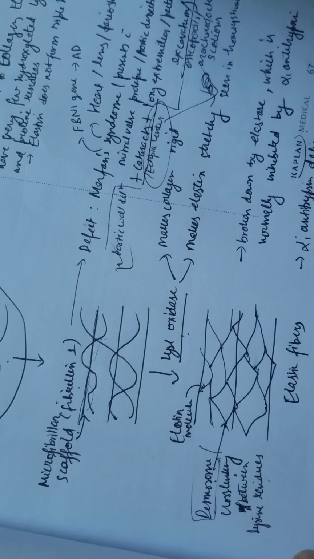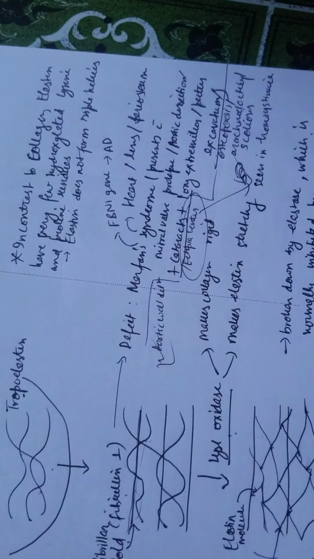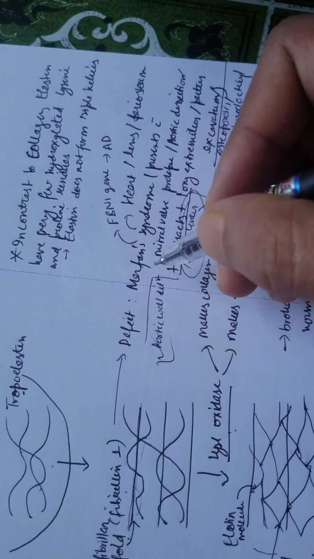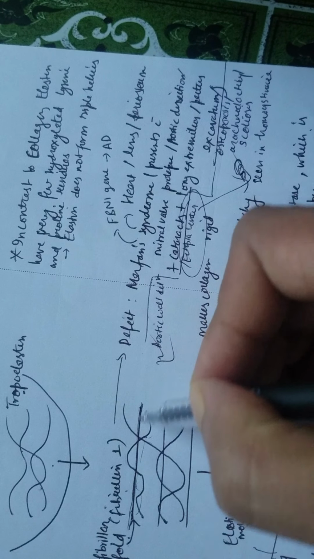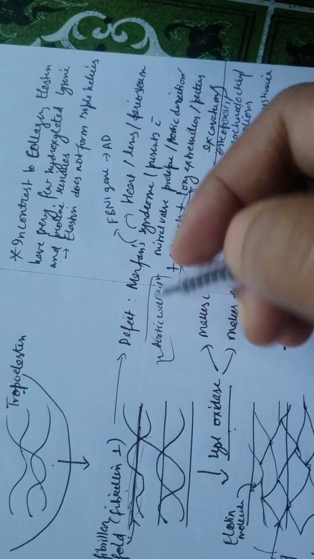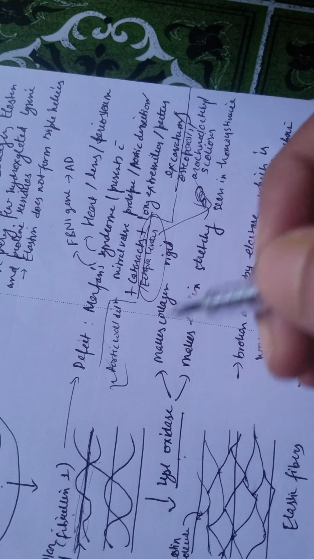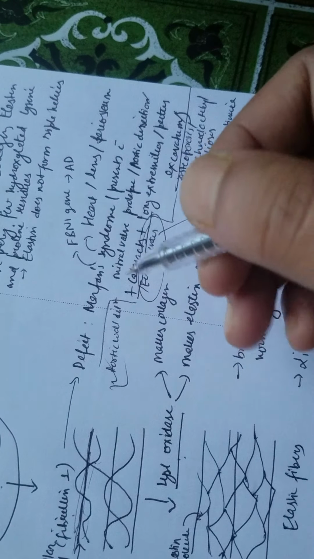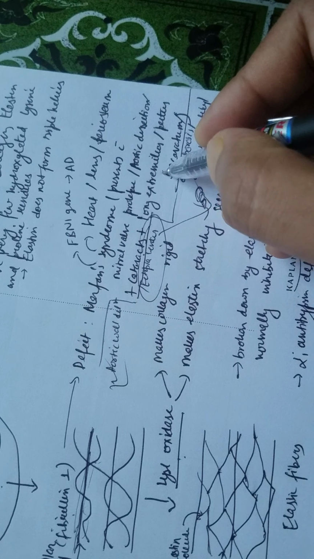So let us first talk about the first disease. In case of Marfan syndrome, there will be a defect in this scaffolding structure, and as a result it will present with defects in three structures: our heart, our eyes, and the skeleton.